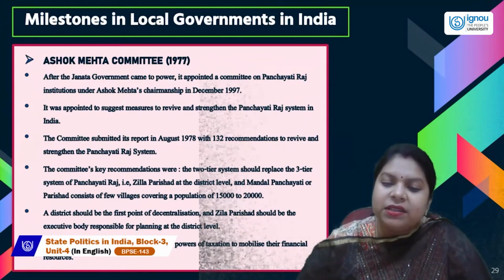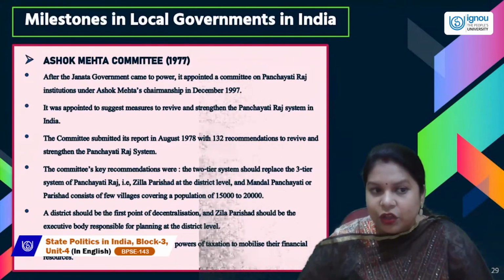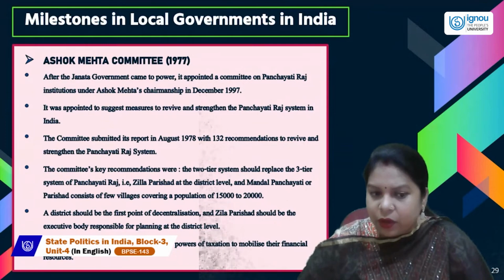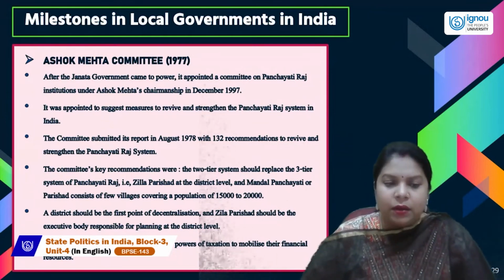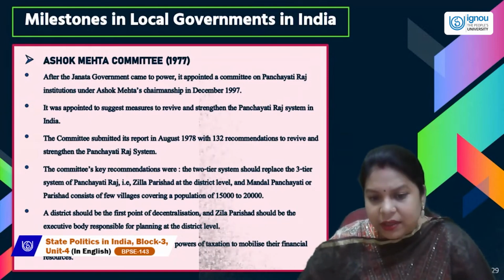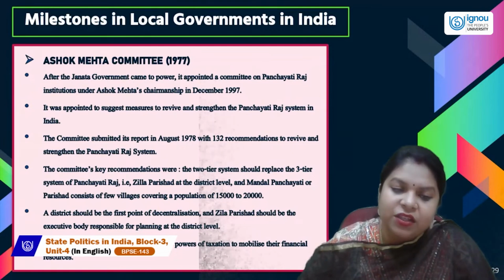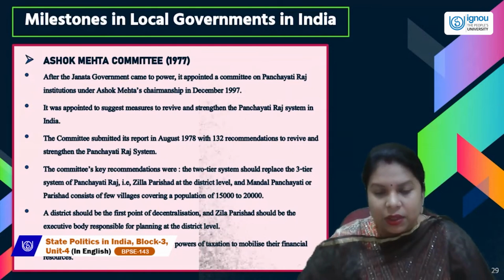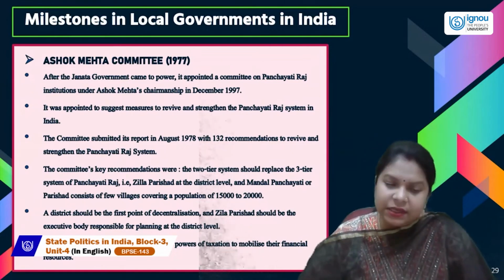The two-tier system should replace the three-tier system of Panchayati Raj. So, the Ashok Mehta Committee recommended that there should not be a three-tier system of Panchayati Raj, but a two-tier system. And that is the Zilla Parishad at the district level, and the Mandal Panchayat or Parishad consisting of a few villages covering a population of 15,000 to 20,000. So, the Ashok Mehta Committee wanted a two-tier Panchayati Raj system.